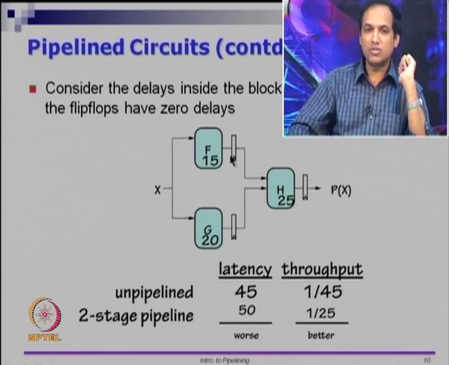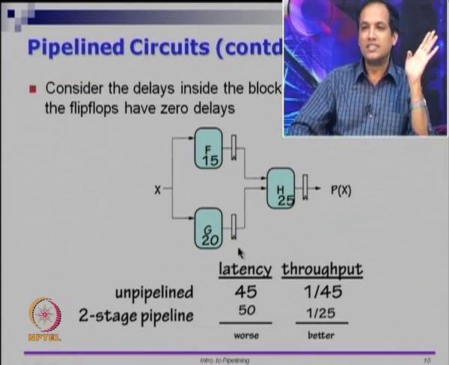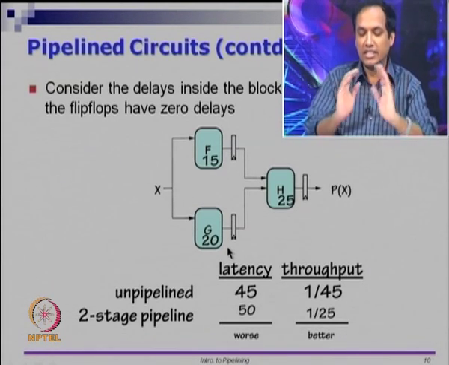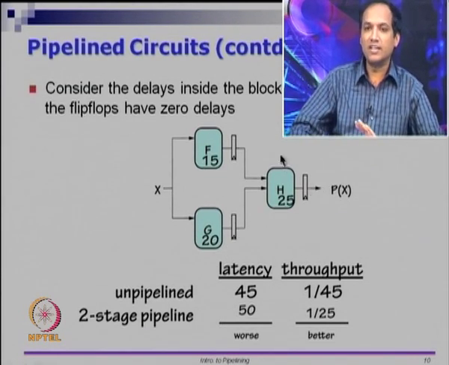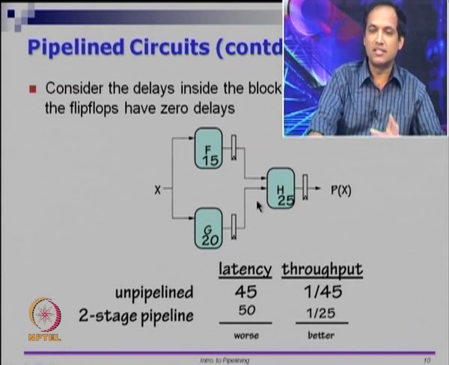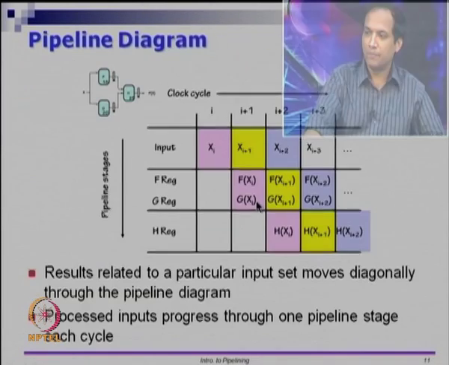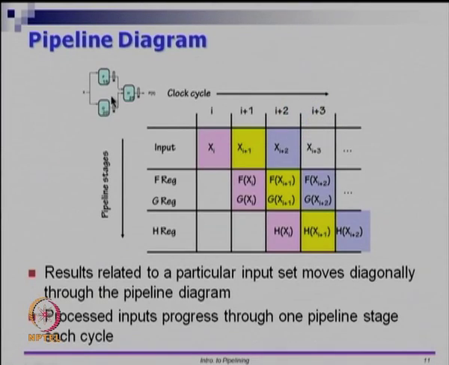So one thing that we have assumed is that the flip flop itself has 0 clock to Q delay and the internal delays are 0. We assume that this 50, 20 and 25 are enough to satisfy the setup time constraints on these flip flops. We have assumed that the flip flop is essentially a 0 delay structure. So when you do this, we can construct what is called a pipeline diagram.